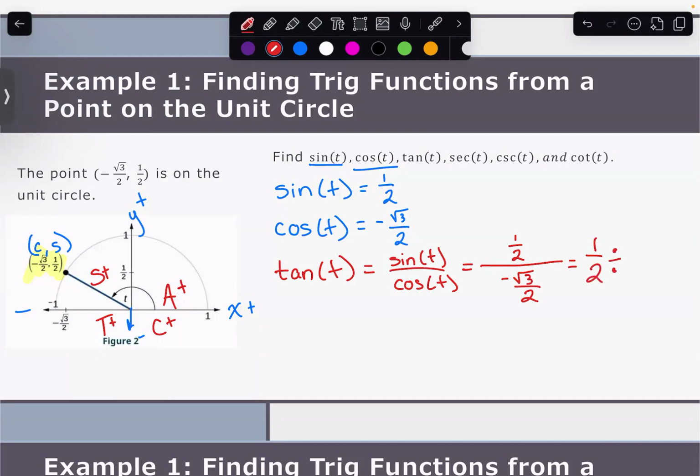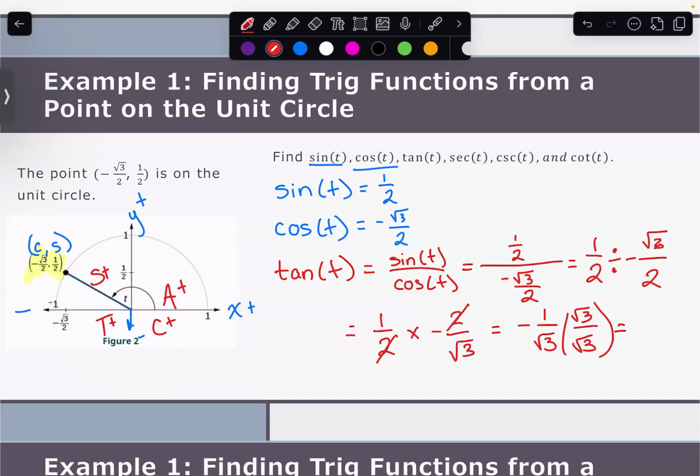I have a complex fraction here, so I'm going to rewrite it so that my fractions are lined up. And then as I know, when I divide fractions, I'm actually multiplying by their reciprocal. So I end up with this new problem, 1/2 times negative 2 over the square root of 3. So my 2's will simplify, and what I'm left with is negative 1 over square root of 3. Now we'll just rationalize that by multiplying square root of 3 over square root of 3, which will leave us with negative square root of 3 over 3. And so that's our answer for tangent.